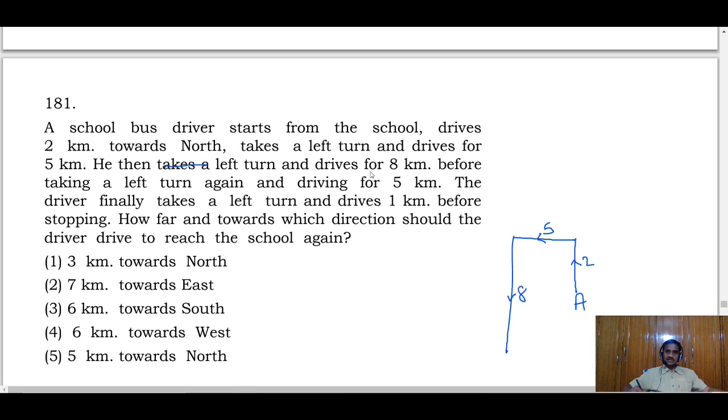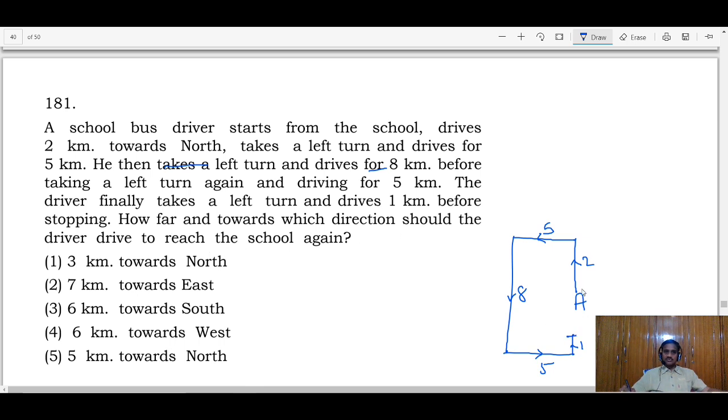Again he travels for 8 kilometers. And before turning left, he turns again and drives 5 kilometers, left hand side. And again he traveled for how many kilometers? 5 kilometers, left hand side. Fine. Now the driver finally takes a left turn and drives 1 kilometer. And how far and in which direction should the driver go to reach the school again?